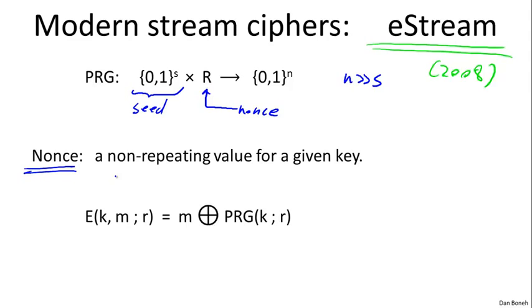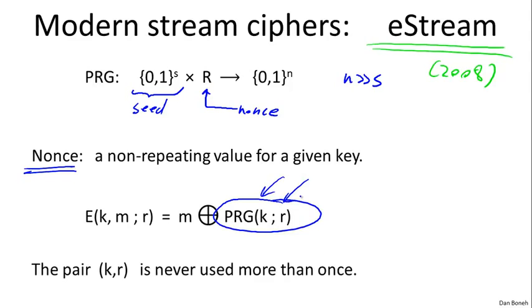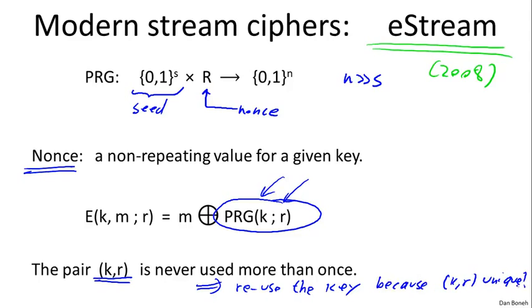Of course, once you have this PRG, you get a stream cipher just as before, except now, as you see, the PRG takes as input both the key and the nonce. And the property of the nonce is that the pair (k, r), the key and the nonce, never repeats. It's never used more than once. So the bottom line is that you can reuse the key, because the nonce makes the pair unique. Okay, so this nonce is kind of a cute trick that saves us the trouble of moving to a new key every time.